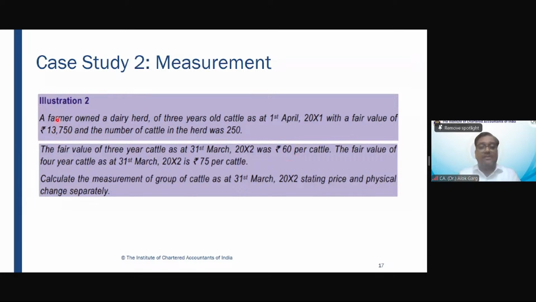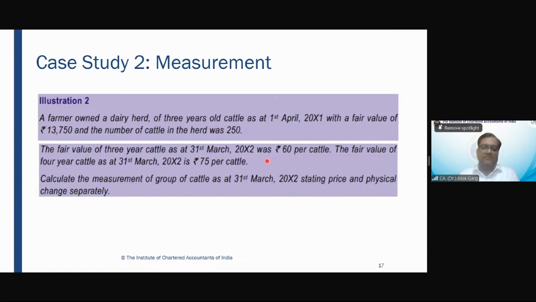So what was the fair value as on 1st April 2001? 13,750 divided by 250. What is the fair value? 55, sir. 55 rupees per cattle. And what is the value of 3-year-old cattle after 1 year? 60 rupees per cattle, right? So earlier it was 55, now it has become 60. Whether this 5 rupee change is a price change or a physical change?